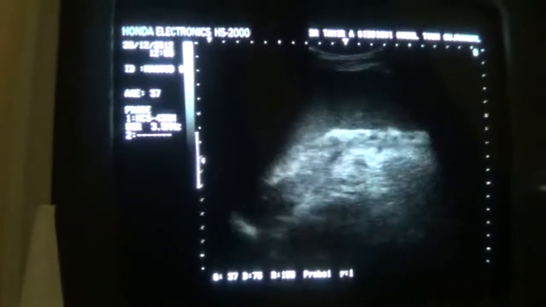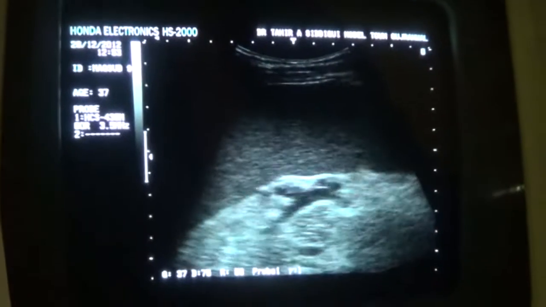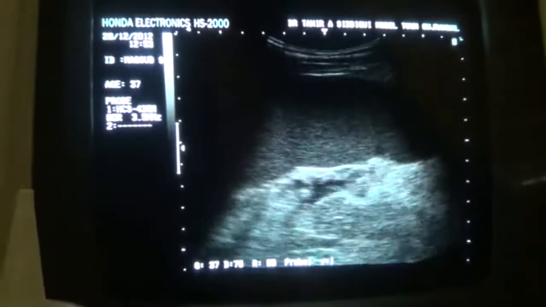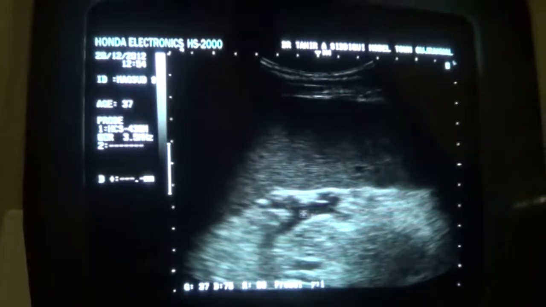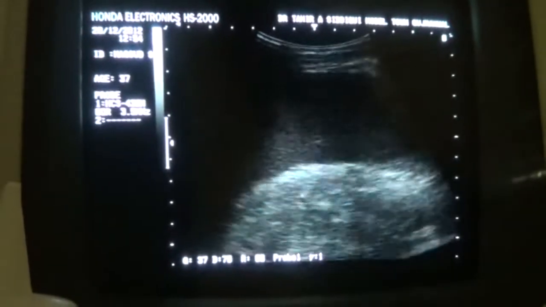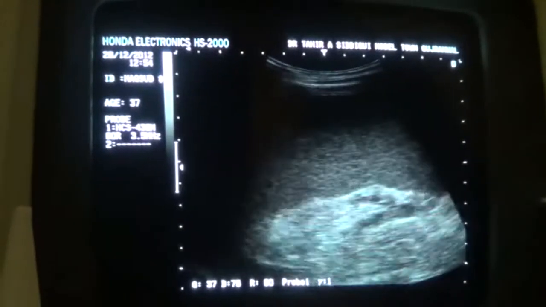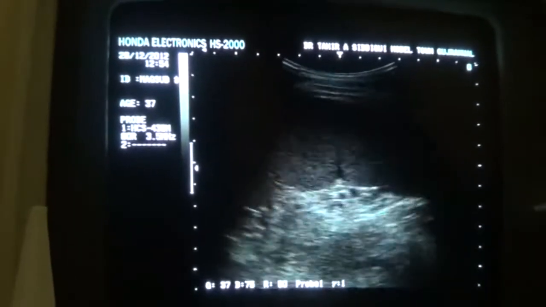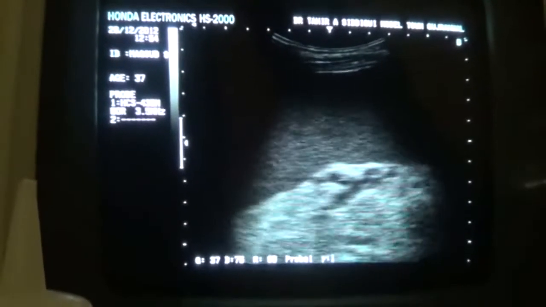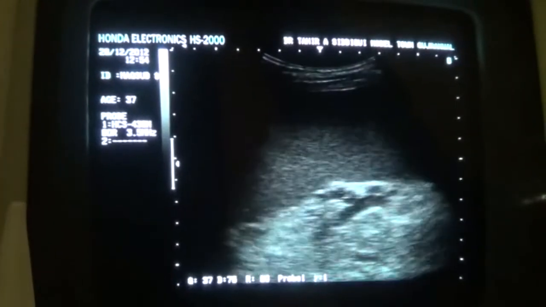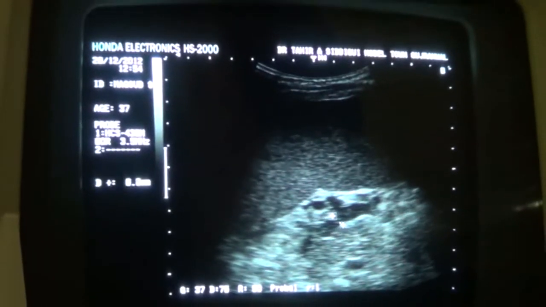This is the splenic vein, entering the hilum of the spleen. This is the splenic vein. The splenic vein does not appear to be dilated.